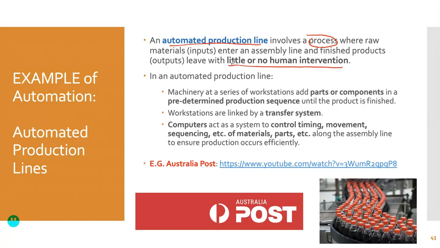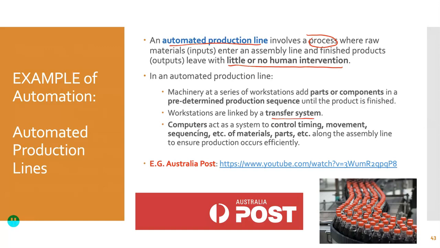In an automated production line, machinery, a different series of workstations, add the parts or components in a predetermined sequence. It's not people, it's machines. These workstations are essentially on a conveyor belt or something similar and linked by a transfer system. So even more machines are doing that. You can see no or little human intervention.